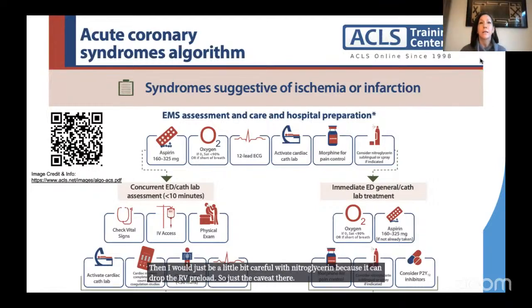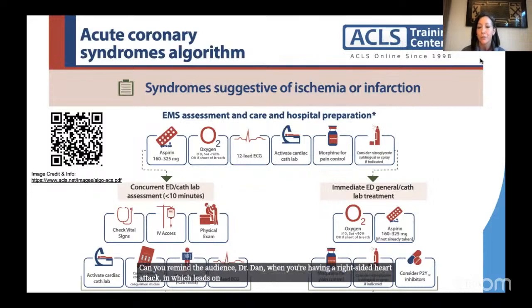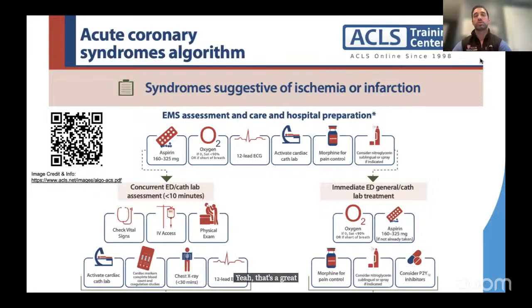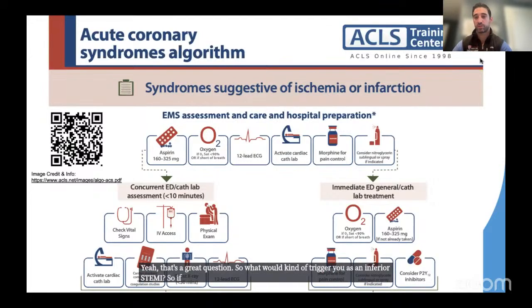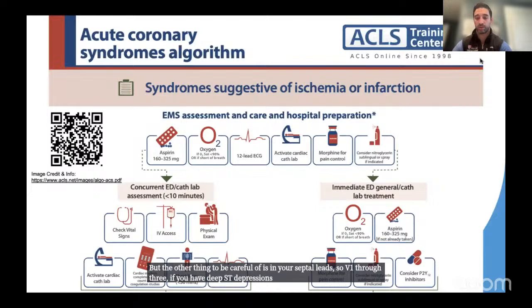Can you remind the audience, Dr. Dan, when you're having a right-sided heart attack, in which leads on the ECG would you see ST changes? Yeah, that's a great question. What would trigger you is an inferior STEMI, so if you're seeing ST elevations in leads II, III and aVF. But the other thing to be careful of is in your septal leads, V1 through V3: if you have deep ST depressions, that can be a posterior MI. It's basically an upside-down posterior MI.